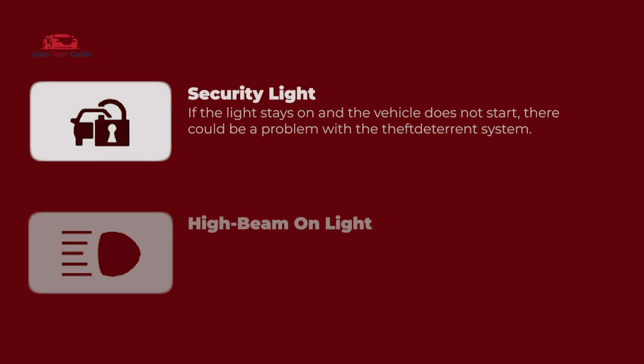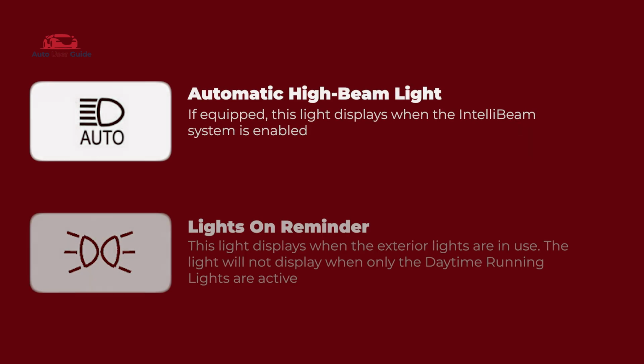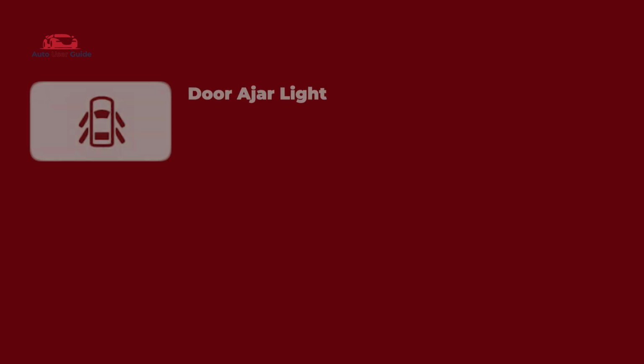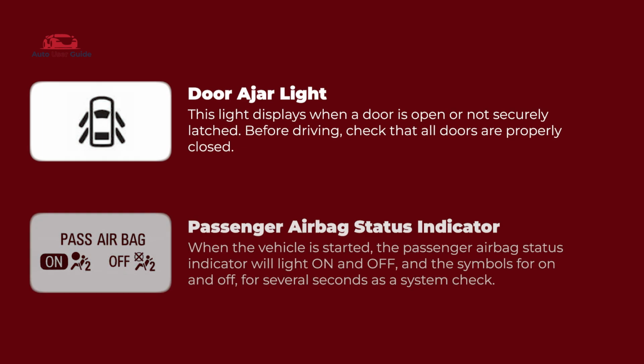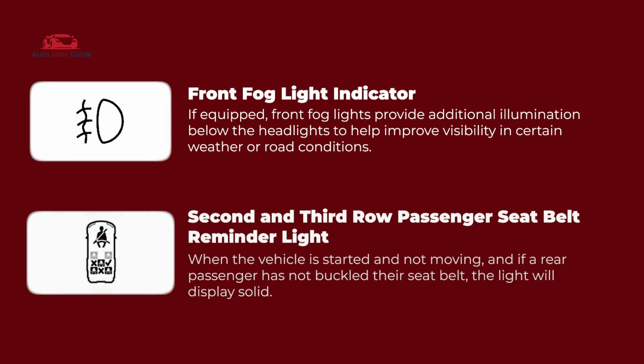Security light. High beam on light. Automatic high beam light. Lights on reminder. Cruise control light. Adaptive cruise control light. Door ajar light. Passenger airbag status indicator. Front fog light indicator. Second and third row passenger seat belt reminder light.